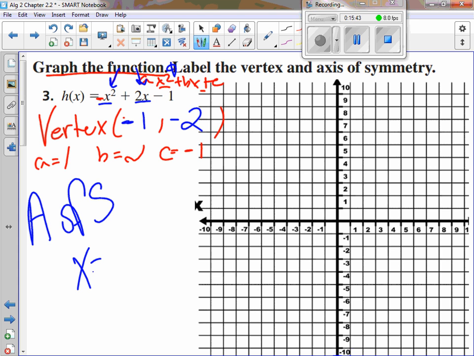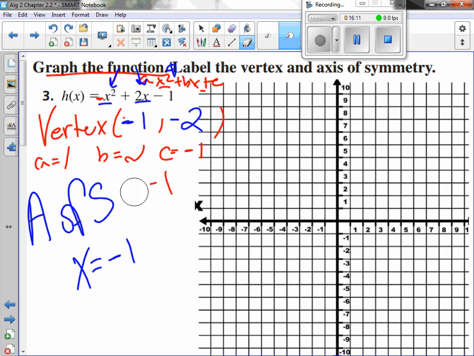Axis of symmetry would be what? X equals what value? Negative 1. Because it's going to be the same as the h value of the vertex, or our negative b over 2a. Now, for axis of symmetry, you've got to really write it as x equals negative 1. You can't just say the axis of symmetry equals negative 1. Because when we're talking about the axis of symmetry, we're talking about the equation of the line that would be coming straight down. So we have to have it as x equals. Are there any questions on this here?